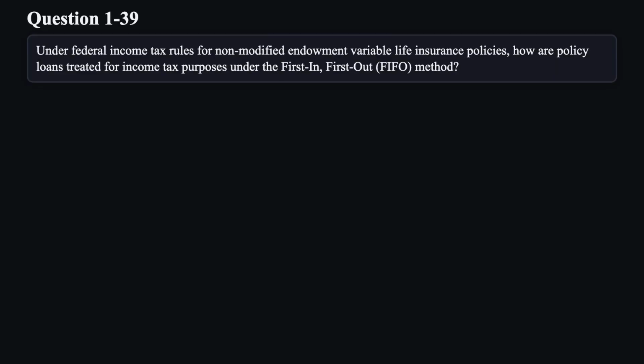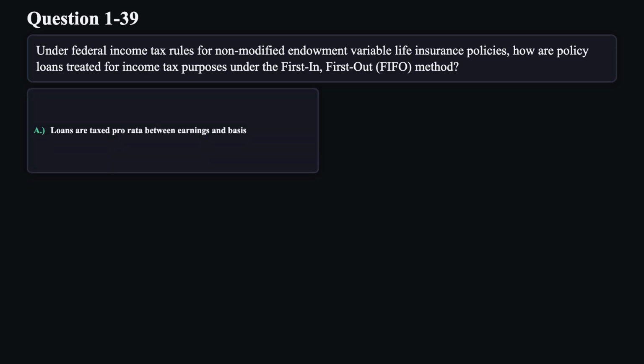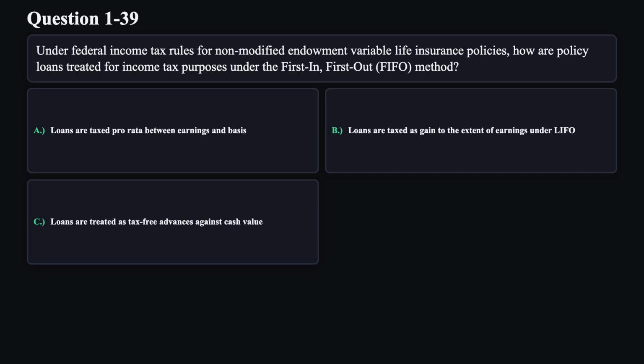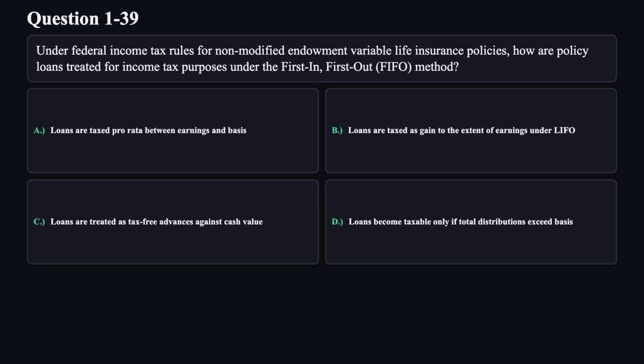Question 39. Under federal income tax rules for non-modified endowment variable life insurance policies, how are policy loans treated for income tax purposes under the first in, first out FIFO method? A. Loans are taxed pro rata between earnings and basis. B. Loans are taxed as gain to the extent of earnings under LIFO. C. Loans are treated as tax-free advances against cash value. D. Loans become taxable only if total distributions exceed basis.